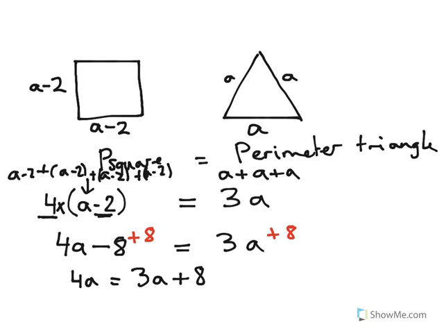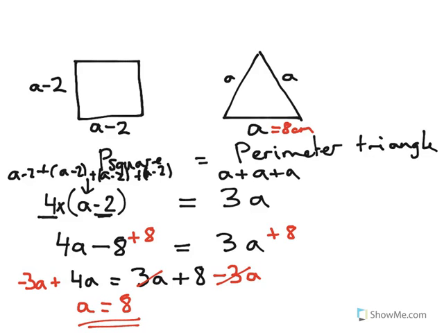Well, using the same mechanism, we subtract 3a from the right-hand side here, and do the same thing on the left-hand side. Why? Because 3a minus 3a gives me 0 here on the right, and 4a minus 3a will give me just 1a. So a equals 8. So now I know that a equals 8 centimeters.